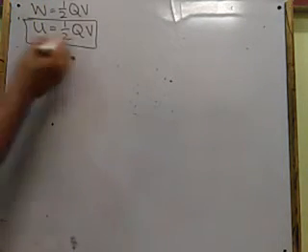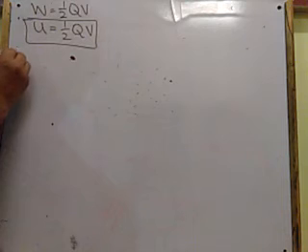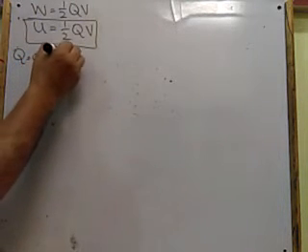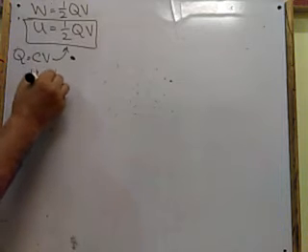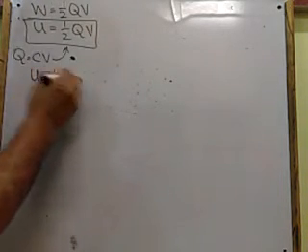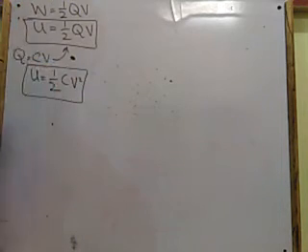Similarly, to derive another form of the equation, as we know that Q is equal to CV, putting this value in the above equation, we can write U is equal to 1 over 2 C V square. This is another form of the equation.